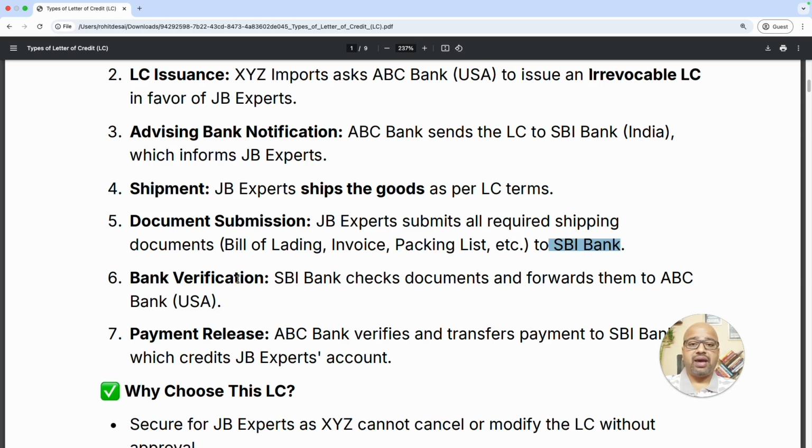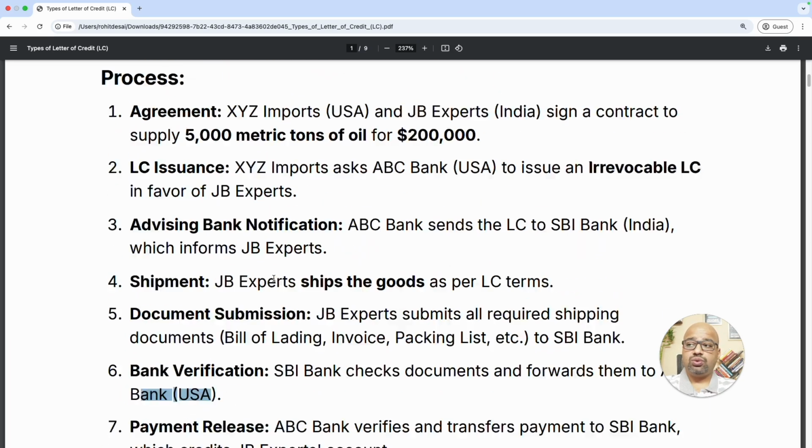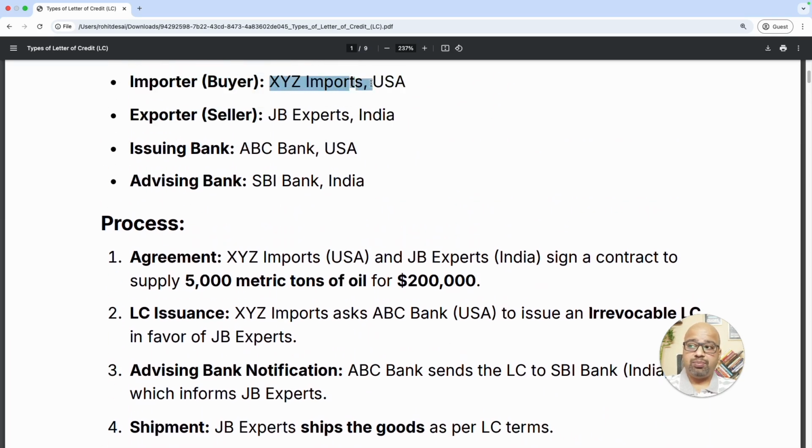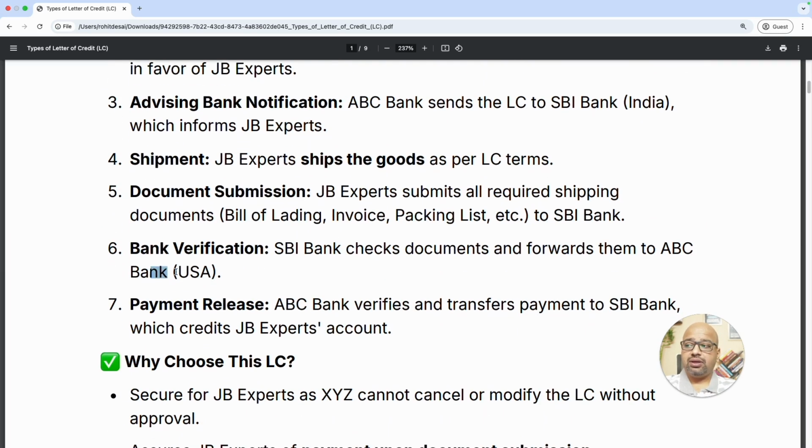Then comes the bank verification. SBI Bank is going to check all my documents and forward them to ABC Bank, United States. So it's not going to send it to the importer, it's going to send it to the importer's bank. Then the bank looks at the documents, verifies all of it, and transfers the money to SBI Bank, which credits it back to JB Experts' bank account.